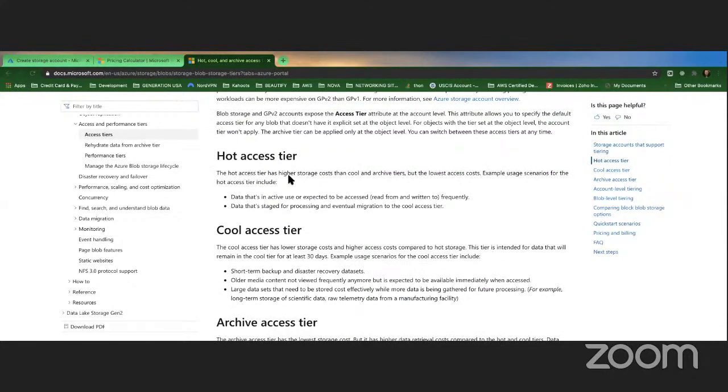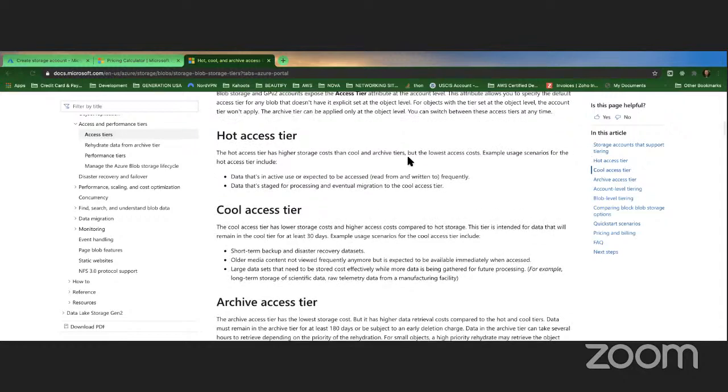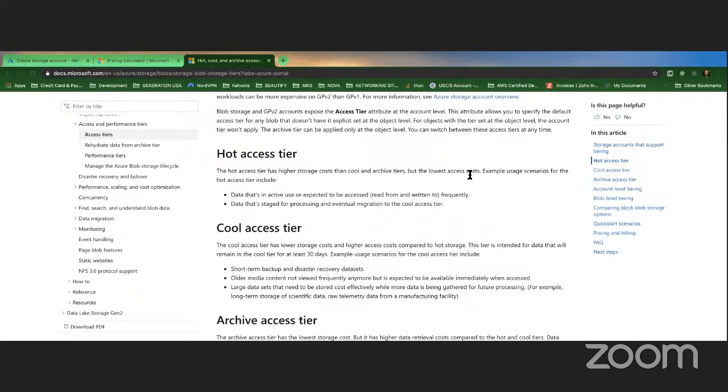So the hot has the highest storage cost compared to cool and archive tier because you're having all the information just at the tip of your fingers, right? But it has the lowest access cost. Why? Because it's fast. You have it there. It has the higher storage cost, but the lowest access cost. So it's just a balance. I think it's a balance. You store it there, okay?